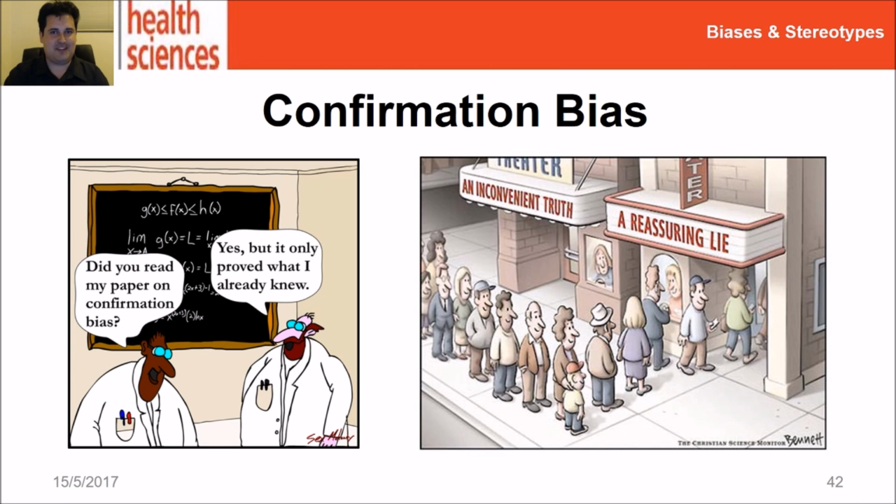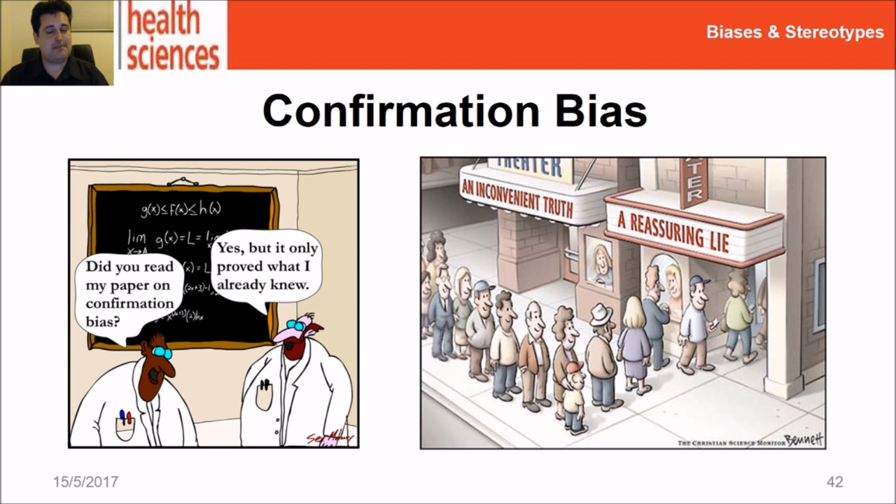You could sort of depict it this way. I have the cartoon here. A lot of people will go for a reassuring lie over an inconvenient truth, obviously making a reference to that old Al Gore movie. But I also quite like this one. Did you read my paper on confirmation bias? Yes, but it only proved what I already knew. That's the idea. Anyway, you get the idea.